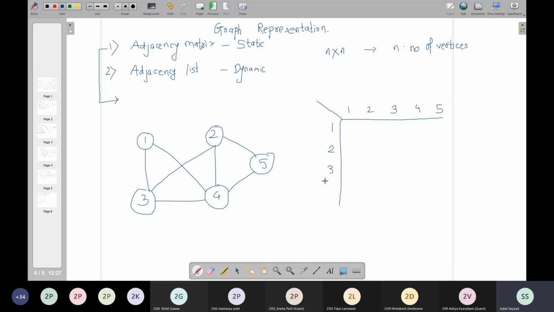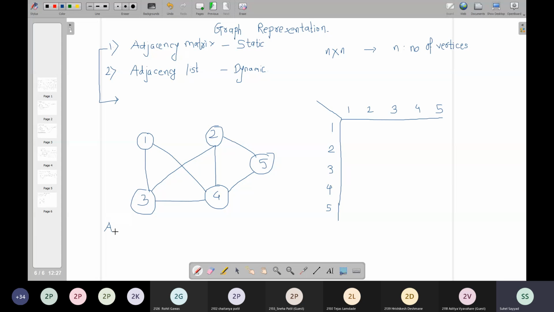I have 5 vertices, right? So 1, 2, 3, 4, 5. All these 5 vertices you can see are there in my dimensions. Now, what will this matrix have? Suppose I call this matrix A.